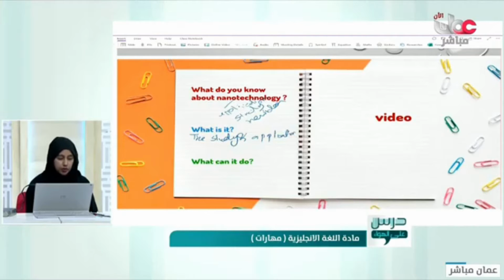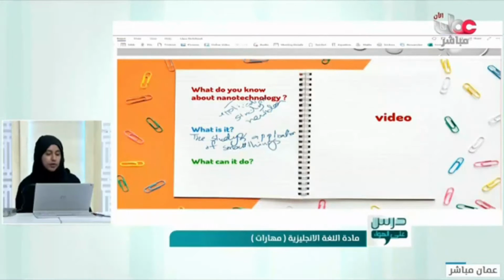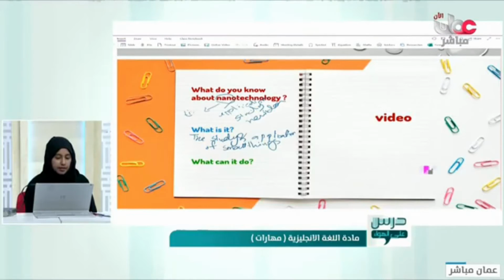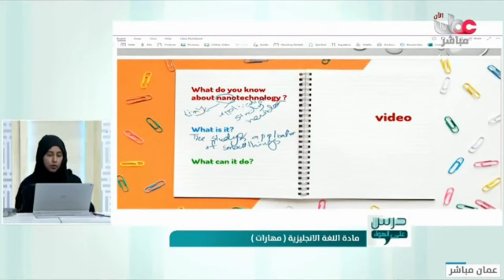The study and application of what? Small things. Yes, good. Small things. Why small things? Because here, as you see from the first word, nano, it means something very tiny, very small. So here, the study and application of small things.